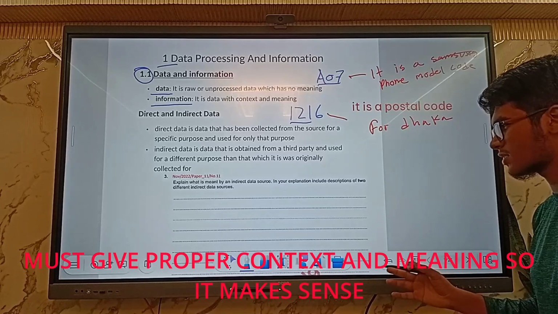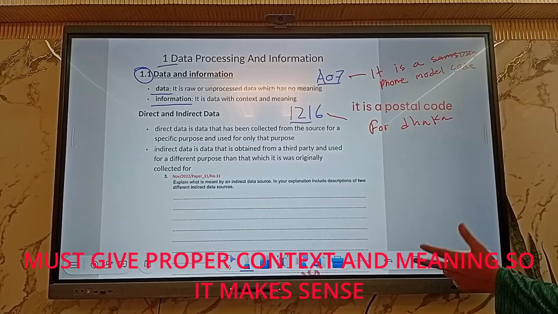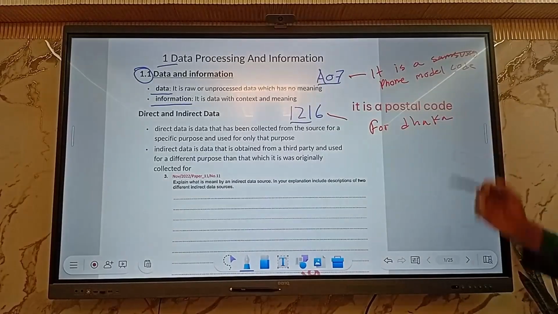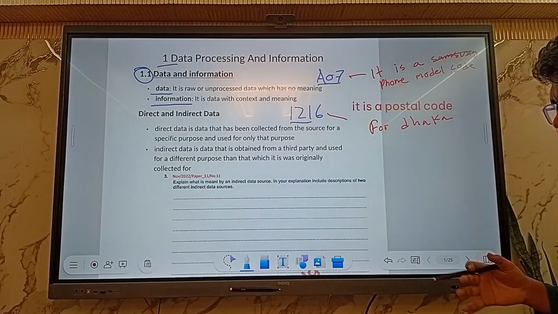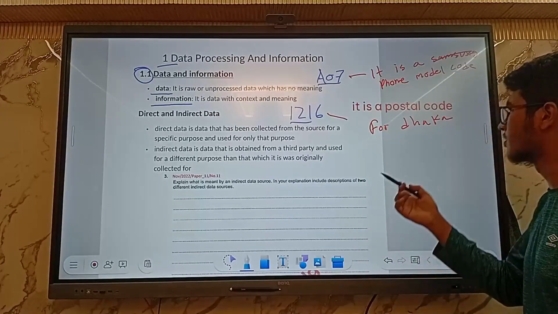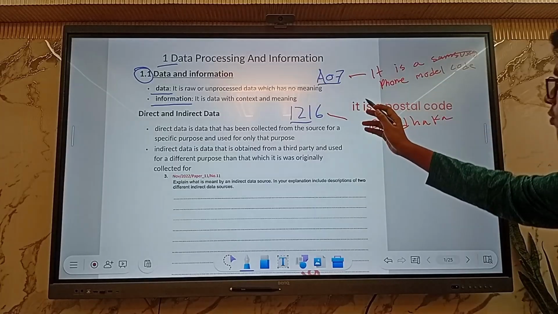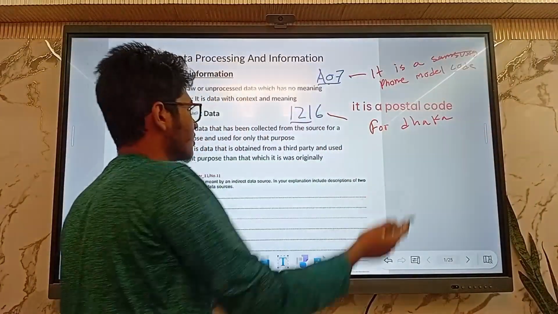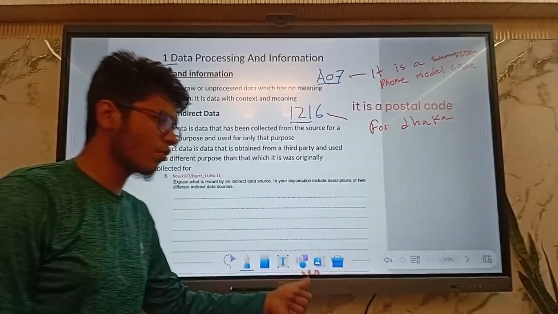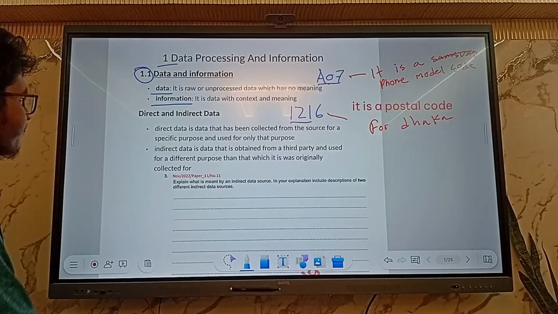You know, when they ask you questions, you can give it any type of context, or you can say it is a phone model code or it is a phone number. So this is just an example. Once we do the question papers, it will make more sense and it will be simpler. You can just say it's a Samsung phone code, whatever. Now, this A07 is not just data, it is information because now we know it is a phone model code for a certain company, right? So now let's move on.